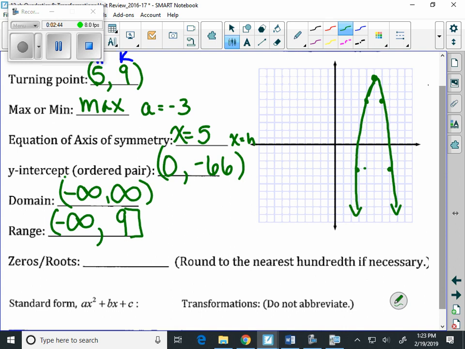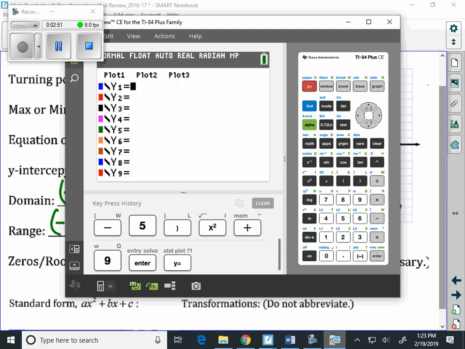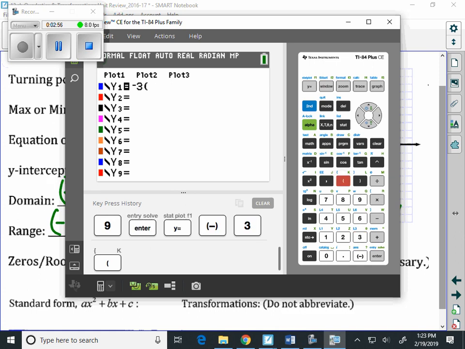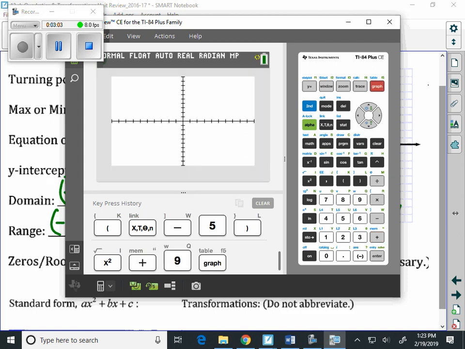Well, in this one, it says find the zeros of the function. So I was trying to avoid typing in the calculator, but we're going to have to type it in anyway. So let's go to y equals, and let's type in our function. Negative 3 times x minus 5 squared plus 9. And we can check my picture. There it is. But what we can see on here is that our x-intercepts, which are our zeros or our roots, aren't whole numbers.